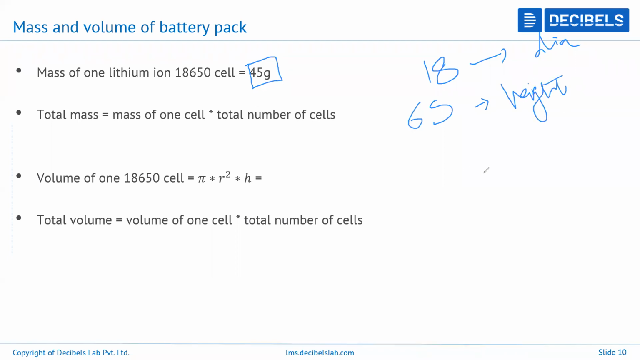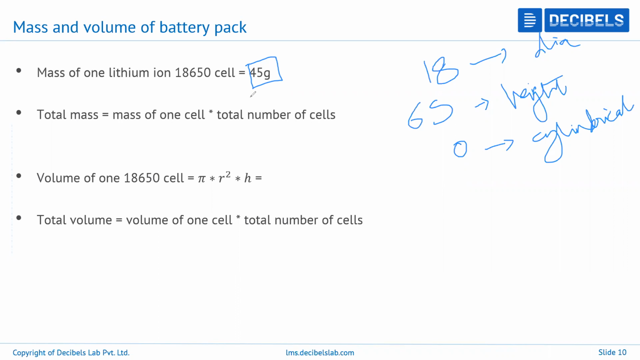Okay, and the 0 stands for cylindrical. So 18650, this is what the designation means. And if you see the standard chart provided by the manufacturer, you will notice that most of your lithium ion cells of 18650 format weigh about 45 grams.